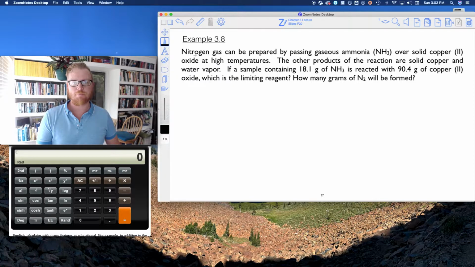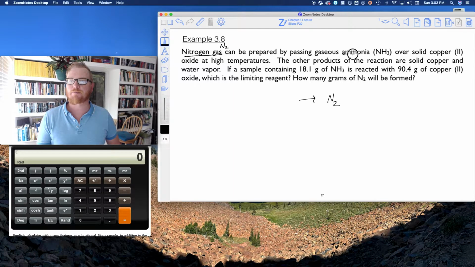Okay, so let's read it. Nitrogen gas, so first I'm going to underscore that, and I'm going to remind myself nitrogen gas is N2, right? Can be prepared. So "can be prepared" means nitrogen gas is going to be a product. Nitrogen gas can be prepared. Automatically, that tells me I am making nitrogen gas.